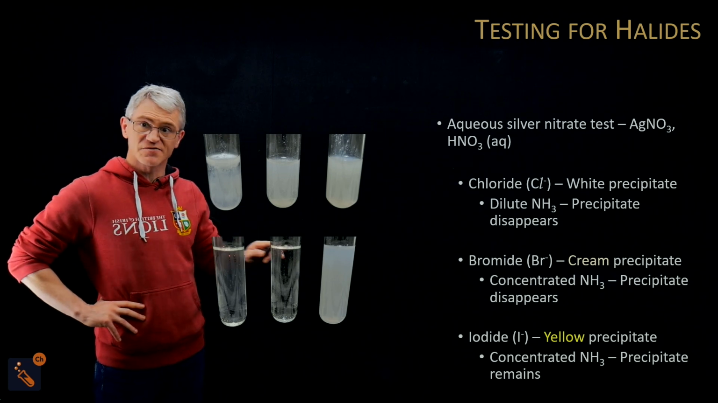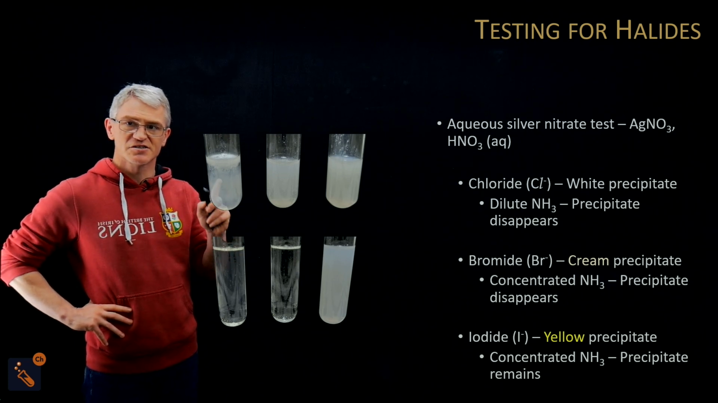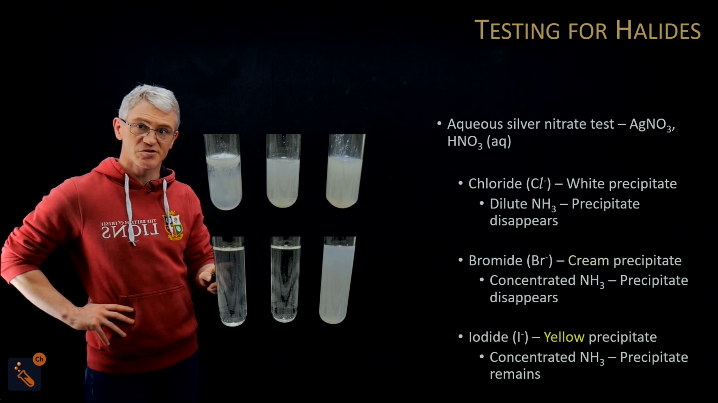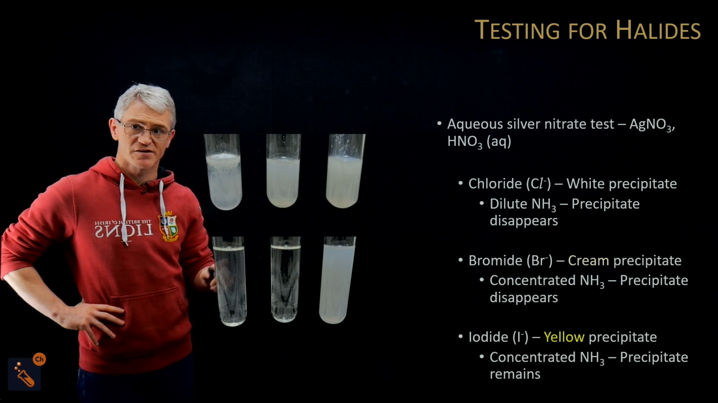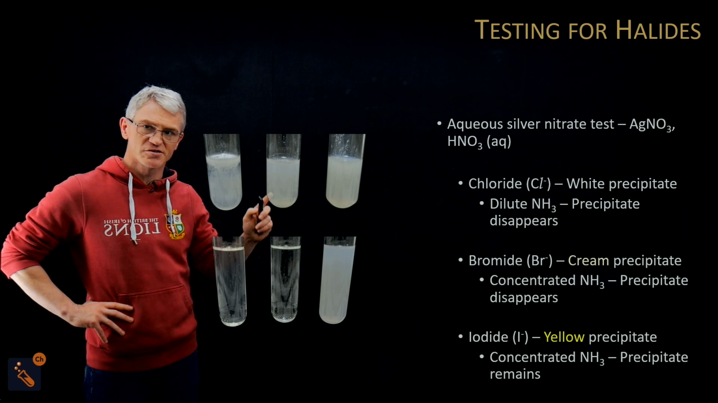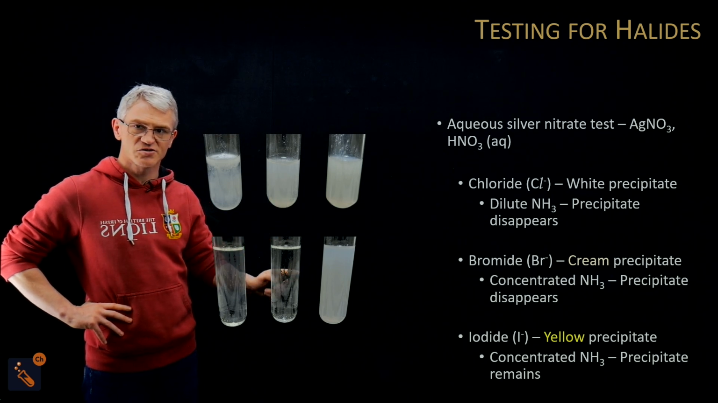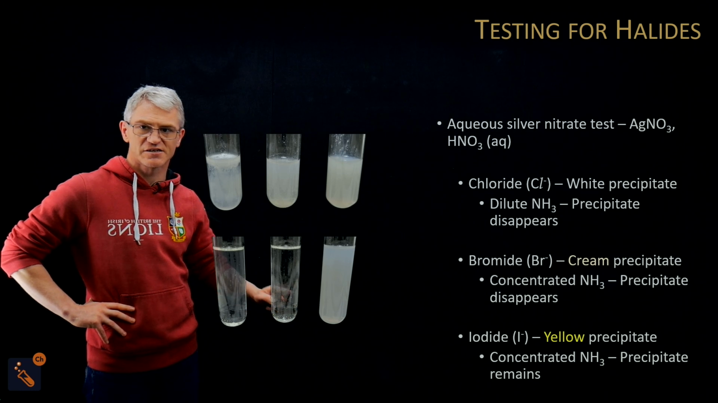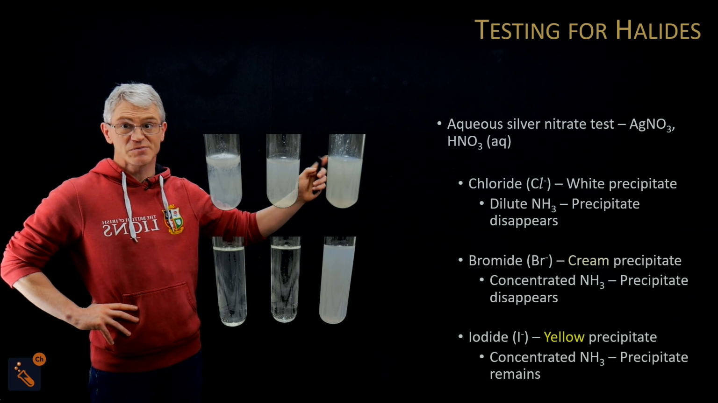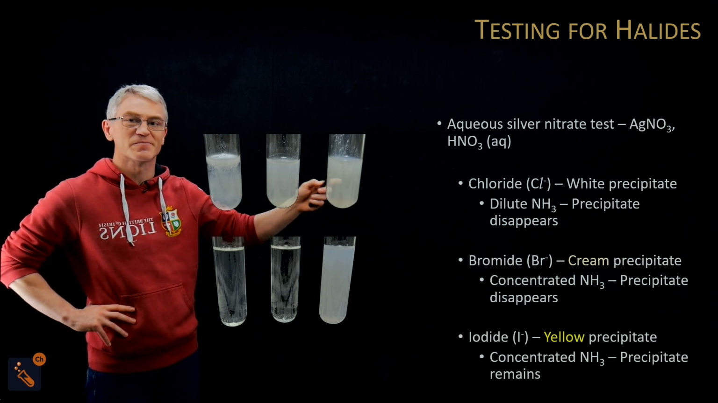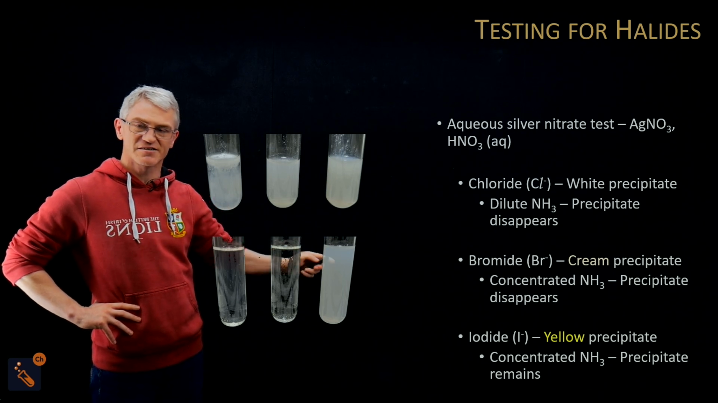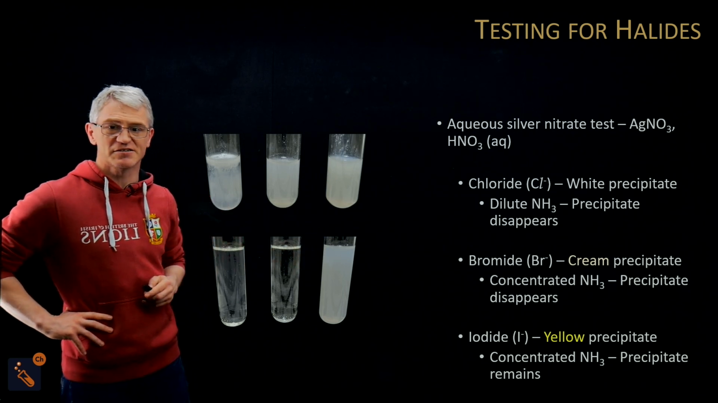So what we're finding, after it has settled out for some time, is that we have our chloride here, a white precipitate. We added dilute ammonia, as you can see up here, and it dissolved. We've got our bromide, and to the bromide we've added concentrated ammonia, and you can see it has dissolved. We have the iodide. The iodide is meant to be yellow, this is meant to be cream, this is meant to be white. The yellow has had concentrated ammonia added to it and nothing has happened. So they're your tests to do it.